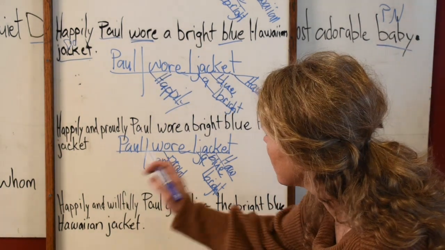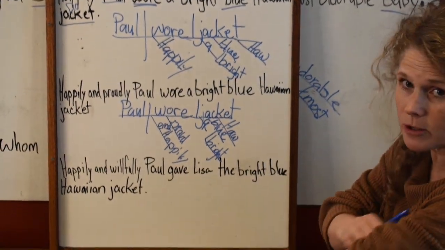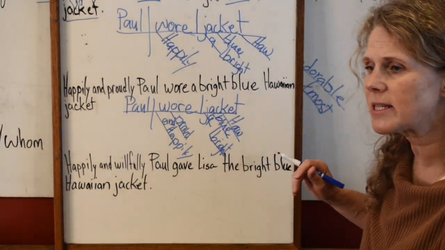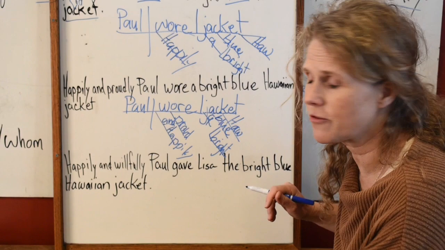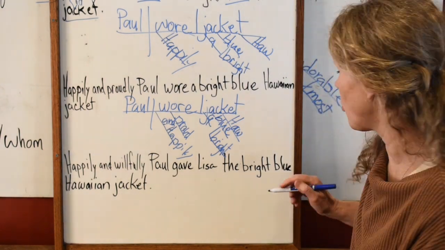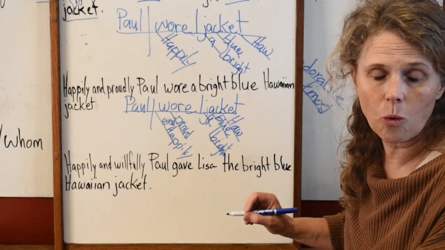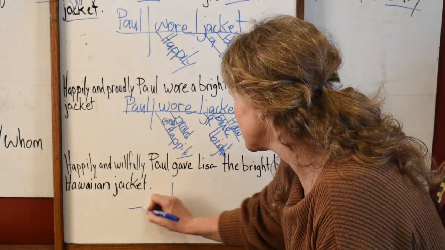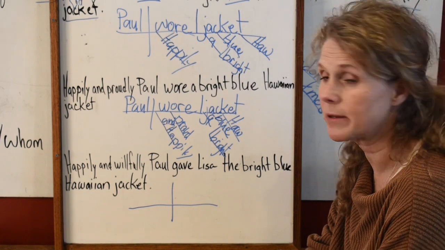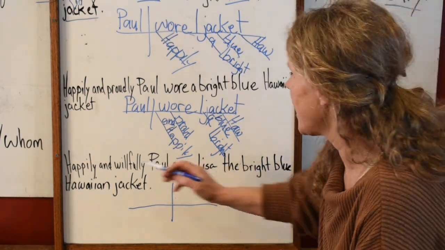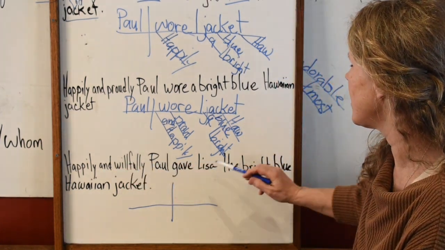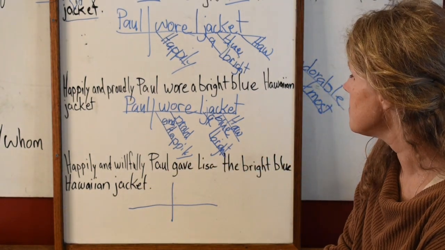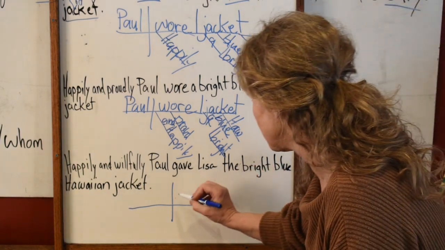Okay, so now let's do this one again. It's almost the same sentence, but it's important for you guys to get the verbiage, so you're asking the right questions. How are you going to find your verb? What's your verb in here? It's the did. What are they doing in this sentence? I'm just going to write my line. And we're going to say, happily and willfully, Paul gave Lisa the bright blue Hawaiian jacket. Okay, what's your verb? Gave.